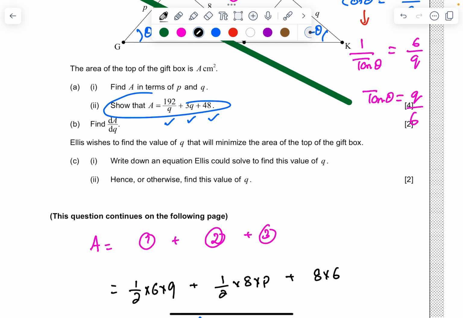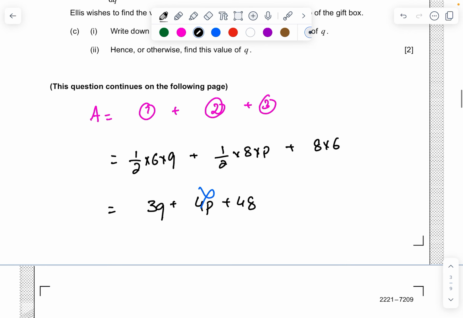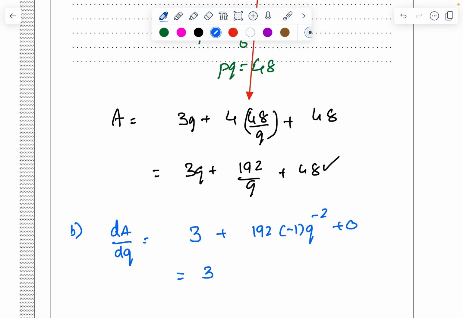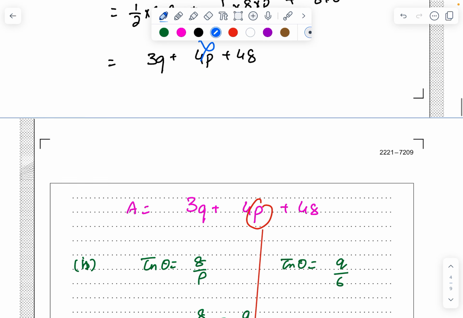Alice wishes to find dA by dq. We have to find dA upon dq. Part B, dA upon dq, which is 3 plus 192 times minus 1 to the power of q minus 2 plus 0, which is 3 minus 192 divided by q square.